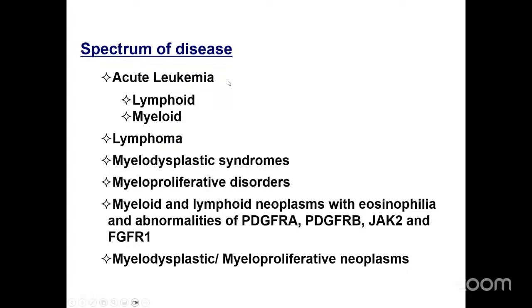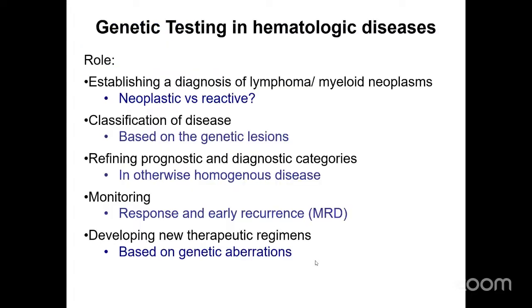There are acute diseases, acute leukemias, lymphoid and myeloid. There are chronic diseases such as lymphomas, myelodysplastic syndromes, myeloproliferative syndromes, neoplasms with eosinophilia, myelodysplastic proliferative neoplasms. This is by no means a totally comprehensive list, but this is your potpourri of diagnoses in hematopathology.